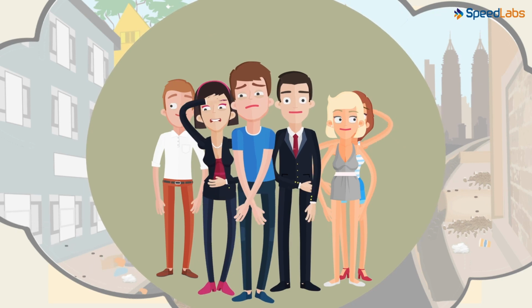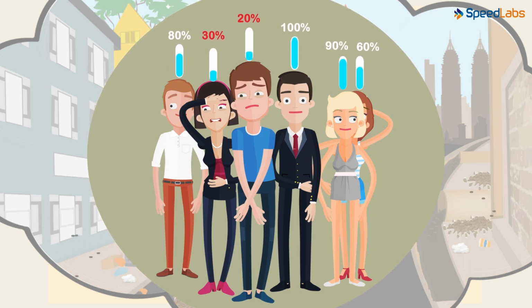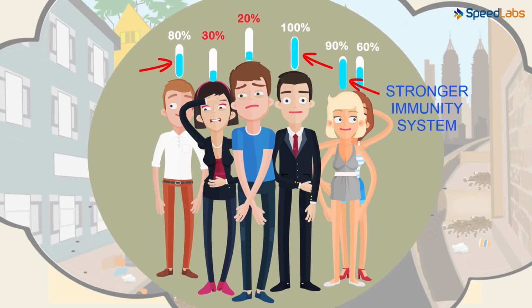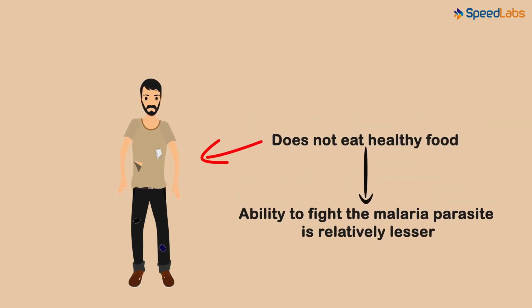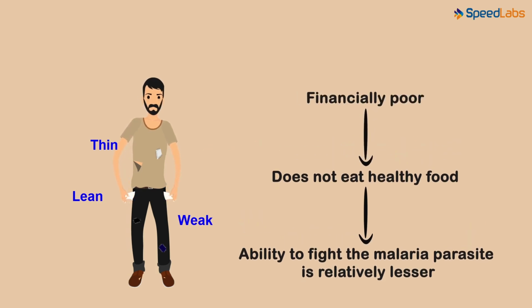One reason could be that the mosquitoes did not bite the other people, but it could also be that the others have a stronger immunity system. Yes, the body has a mechanism to fight all diseases. This man's ability to fight the malaria parasite is relatively lesser. Why is that so? This man does not eat healthy food. He is thin, lean, and weak due to poor nourishment. He can't eat well because he's financially poor, and hence he is undernourished.